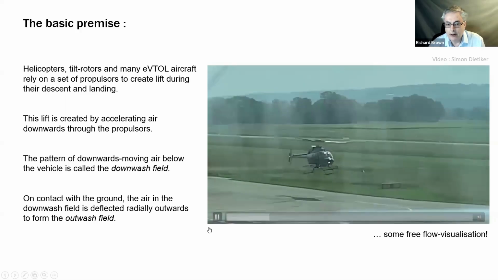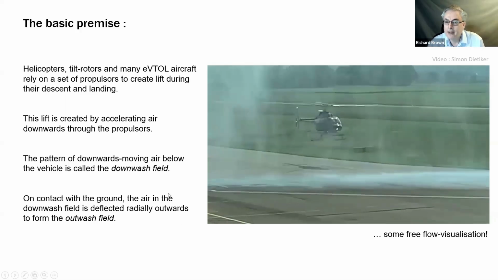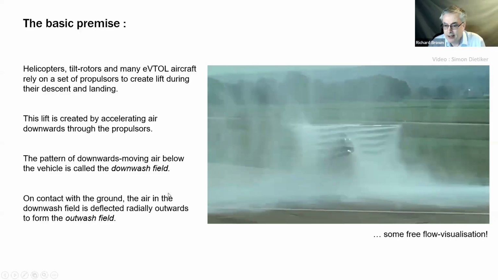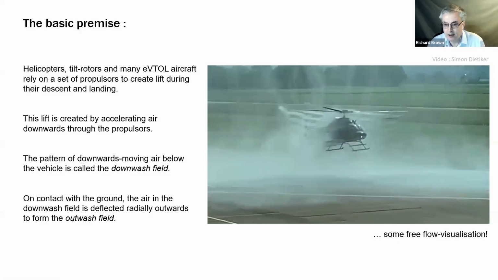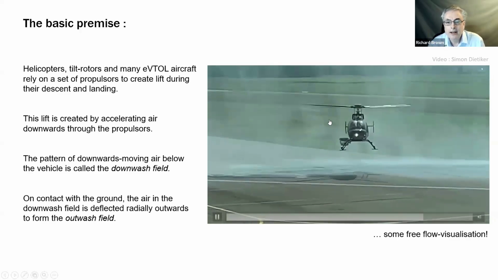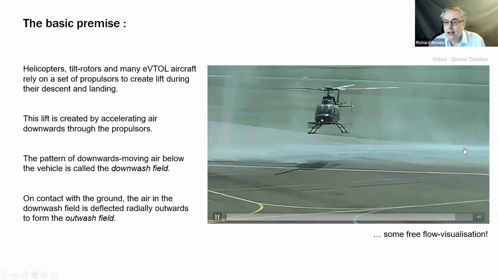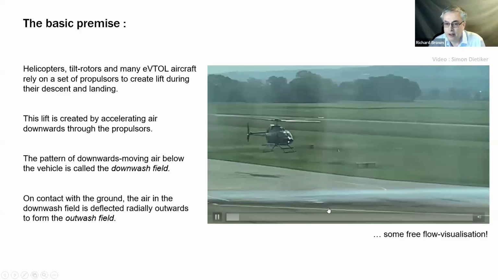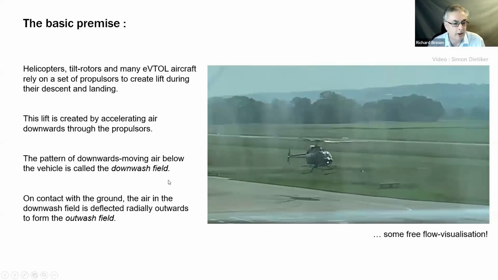And this video over here is a very nice visualization of just what happens when the flow in the downwash from this particular helicopter hits the ground and spreads laterally outwards. We're getting some nice free flow visualization in that particular instance. So you can see the air coming down, hitting the ground, spreading out laterally. And we're really interested in what the physics is within that lateral spreading out part of the flow.